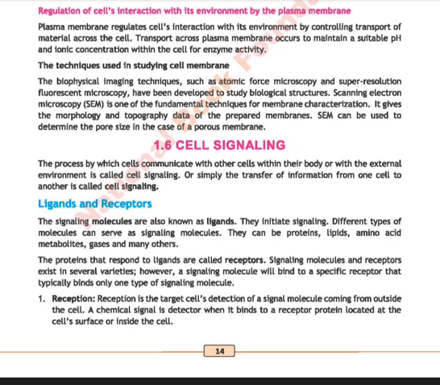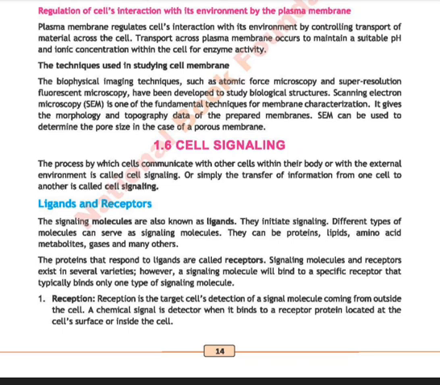Regulation of a cell's interaction with its environment by plasma membrane. Plasma membrane regulates cell interaction with its environment by controlling the transport of material across the cell. Transport across the plasma membrane occurs to maintain a stable pH and ionic concentration within the cell for enzyme activity.